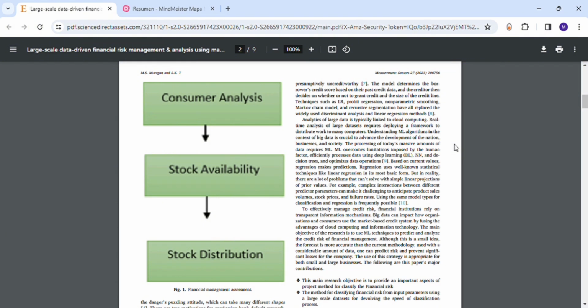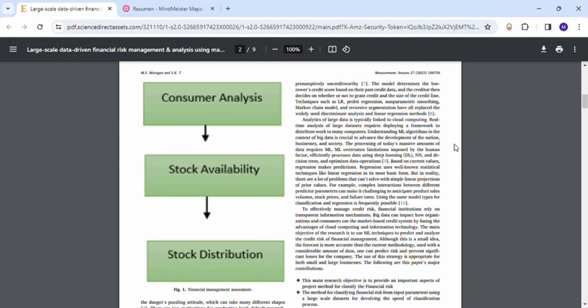Regression uses well-known statistical techniques like linear regression in its most basic form, but in reality there are a lot of problems that can't be solved with simple linear projections of prior values. For example, complex interactions between different predictor parameters can make it challenging to anticipate product sales volumes, stock prices, and failure rates. Using the same model types for classification and regression is frequently possible.